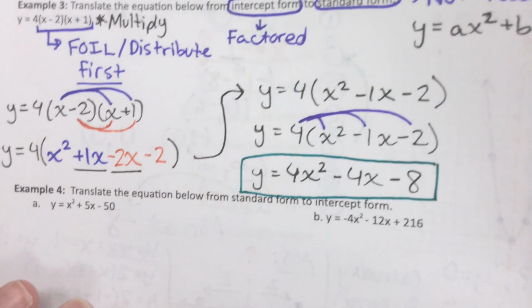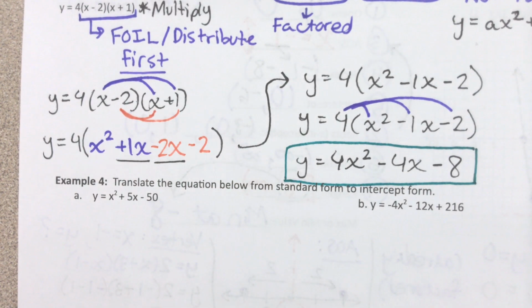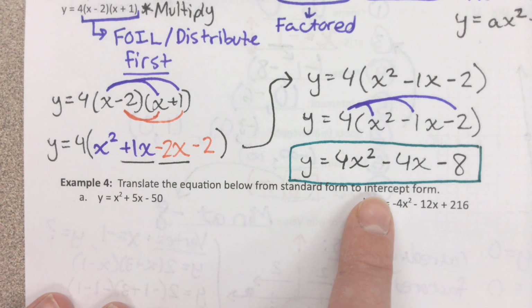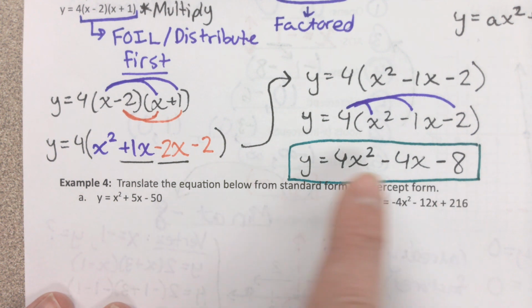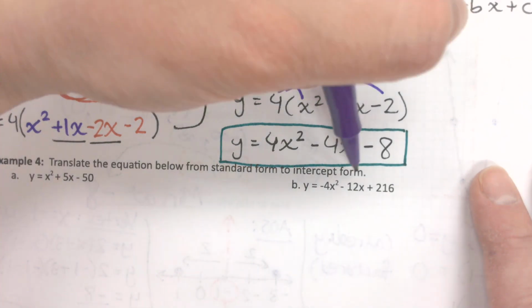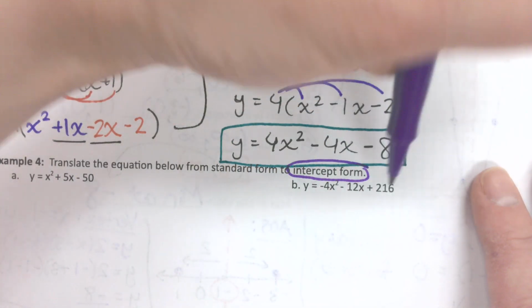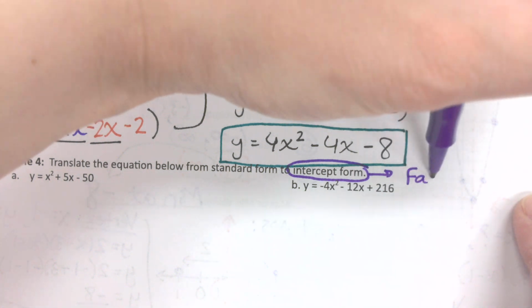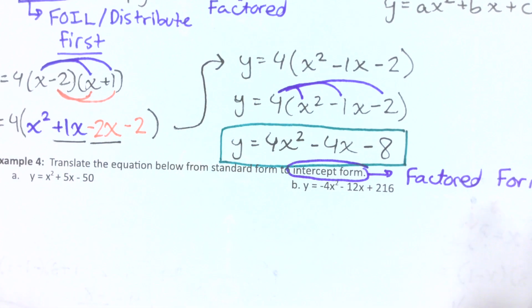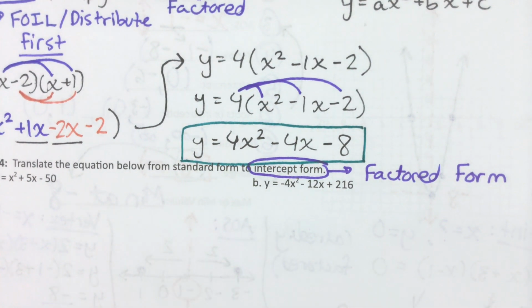Example 4, we're going to go the other direction. Translate the equation below from standard form to intercept form. So as you can see, we have standard form now, the unfactored version. We want the factored version. That's the intercept form. We want factored. So we need to factor.